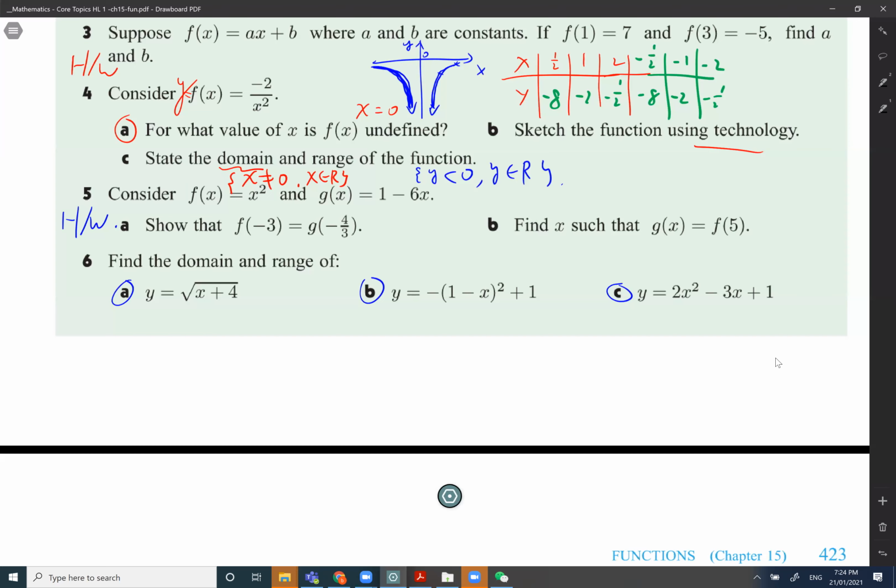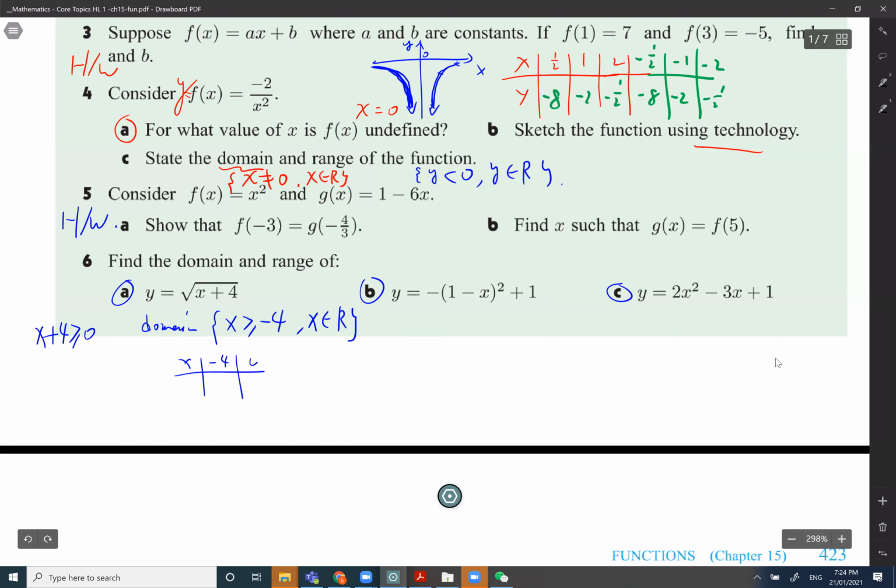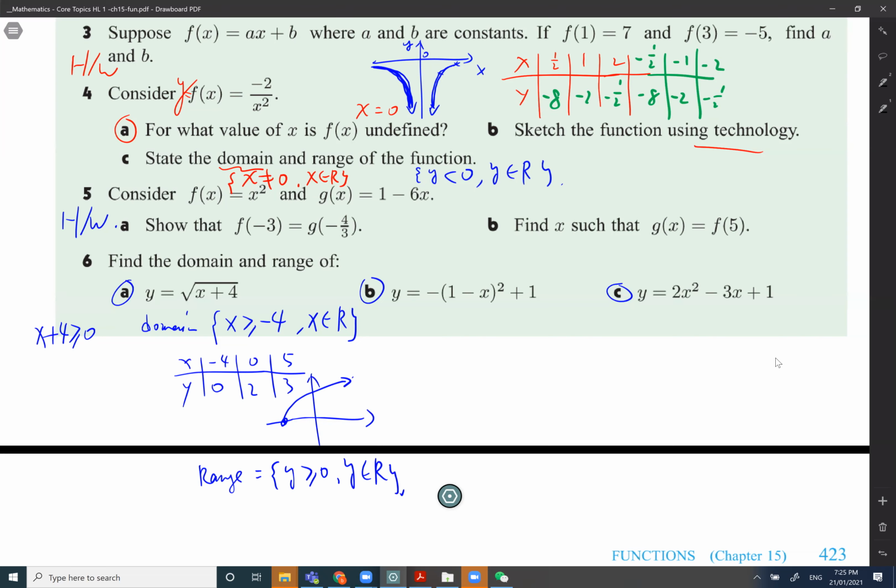How do we sketch the graph? For the first one, you know the domain already: x is always bigger than or equal to -4. The first step is that inside the square root, you need it to be bigger than or equal to 0. That's why x is bigger than or equal to -4. Now, if you try some values, x is -4, 0, 5, then y is 0, 2, 3. So the graph looks like this. Based on this, the range is y bigger than or equal to 0. We always imagine or sketch the graph to answer the question.